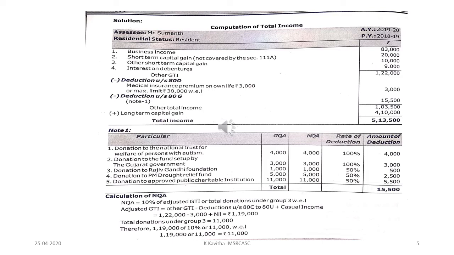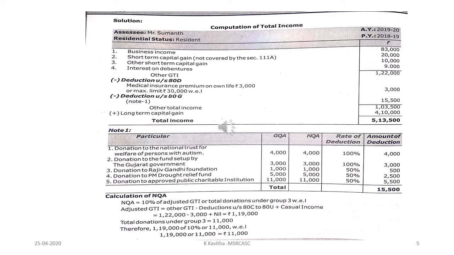So out of this net qualifying amount 11,000, you are eligible for 50%. So 50% of 11,000, 5,500 you are eligible. Now you sum up all the 5 donations under 80G. Total it comes to 15,500. This 15,500 we have to show in the first format to calculate the taxable income under 80G. So now you subtract 15,500 under 80G and 3,000 under 80D out of your gross total income. So your net total income comes to 1,03,500.